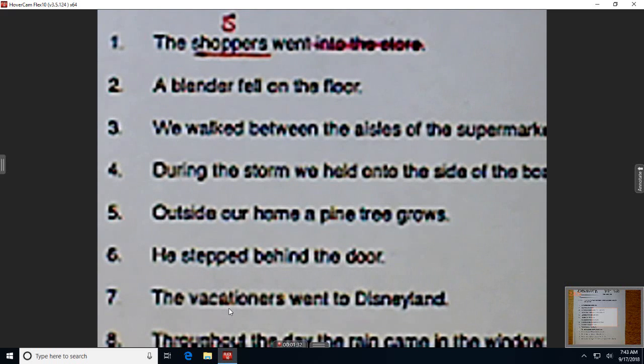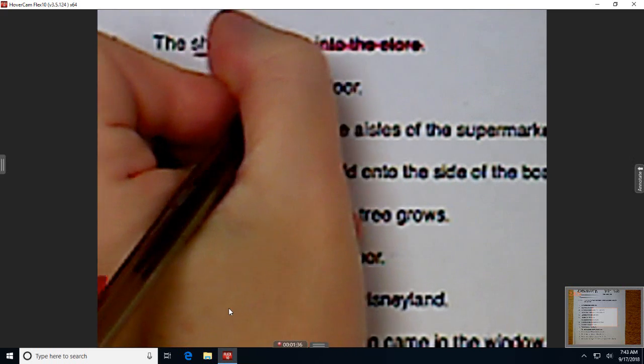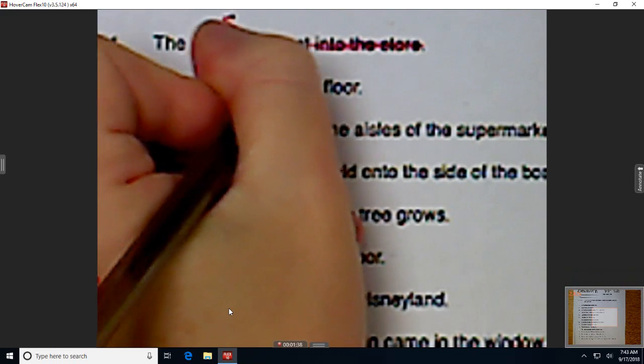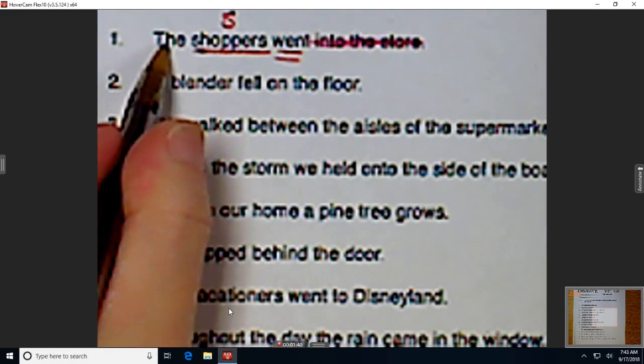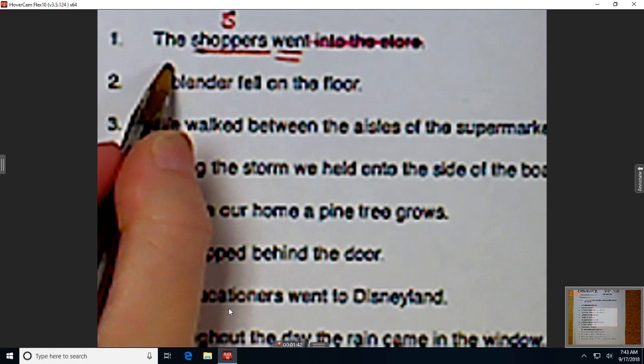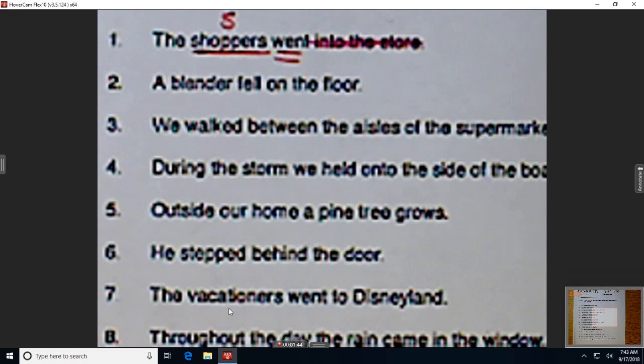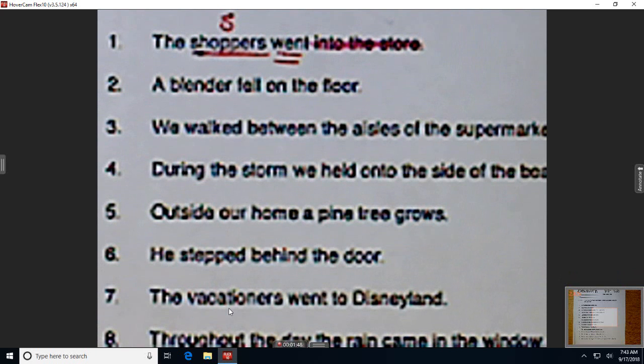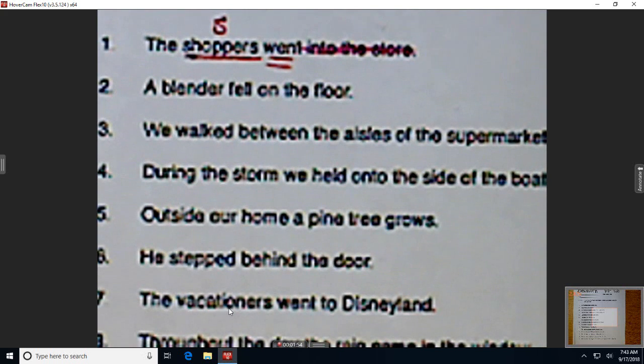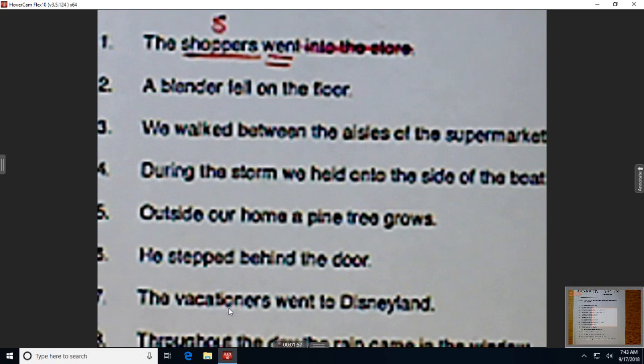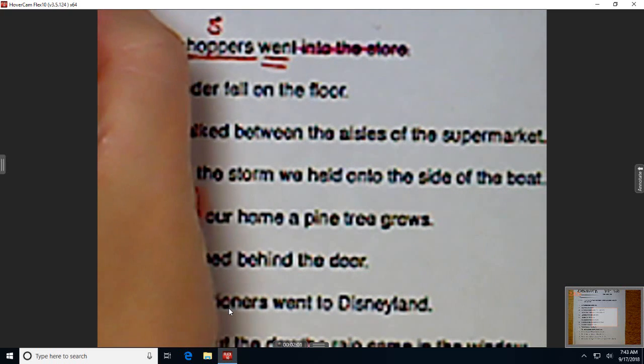What is our verb in this sentence? What did those shoppers do, Paige? Went. We're going to underline that twice. Okay, then we have the word the left. Does anybody know what part of speech the is? What do you think, Mac? Anybody want to take a wild guess? The is an article. I want you to go ahead and circle it.